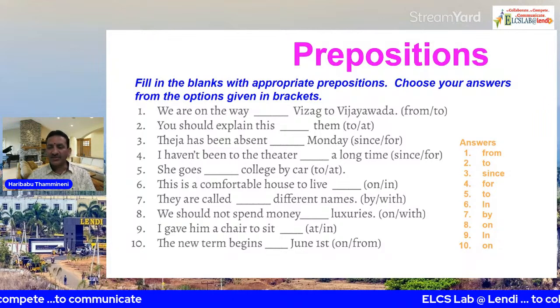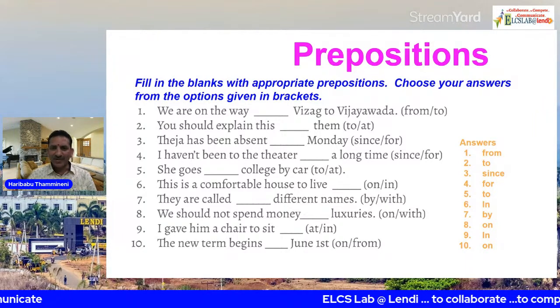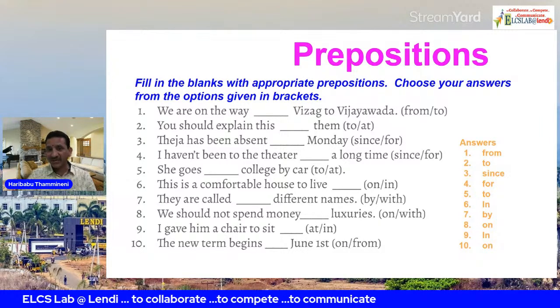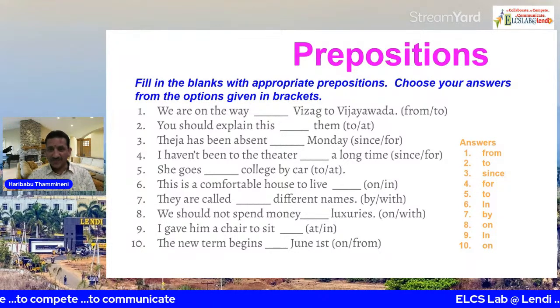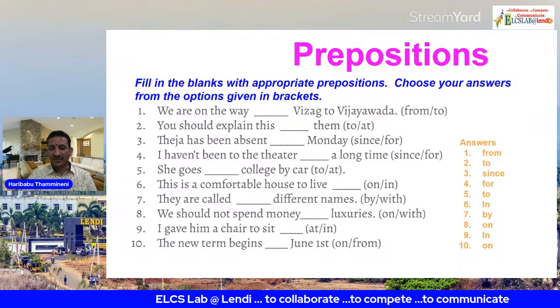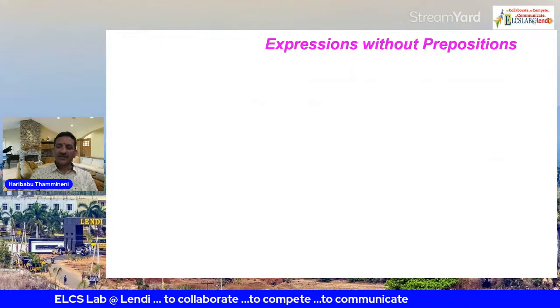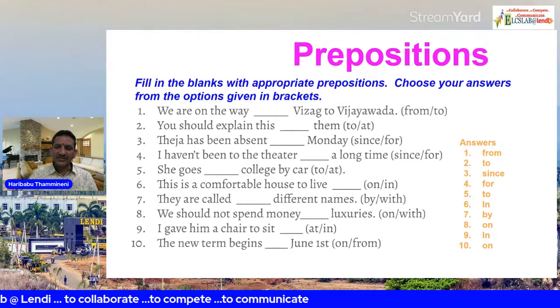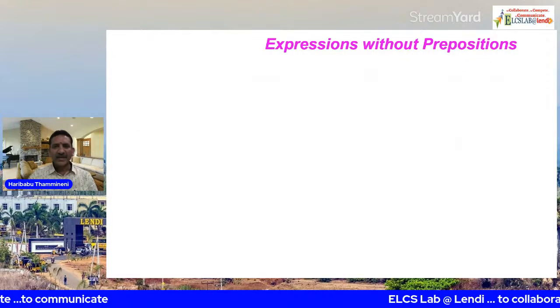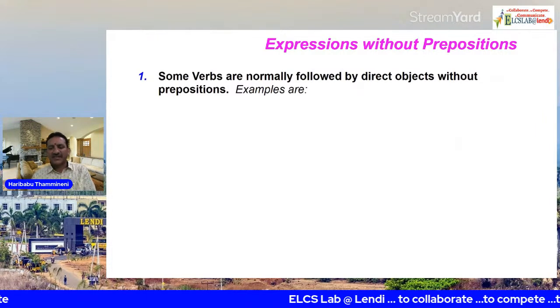So these are all the answers, and I hope all of them are fitting to our answers. We are on the way from Vizag to Vijayawada. You should explain this to them, and then since and for we discussed in detail. And she goes to college by car. That's also right. So like that, we have got different answers, and all of them seem to be very correct.